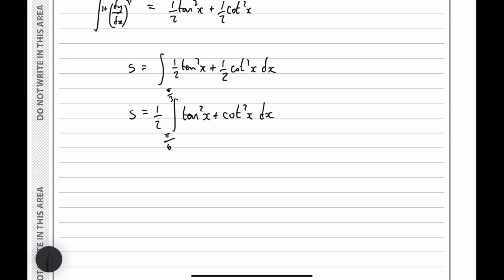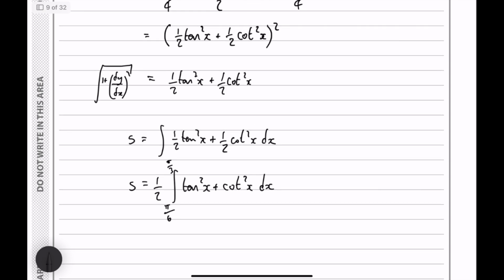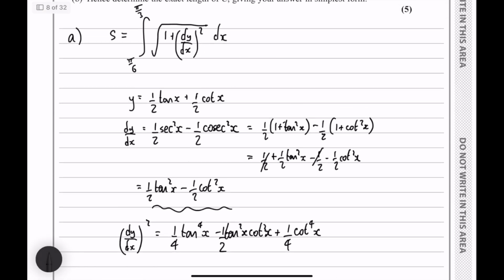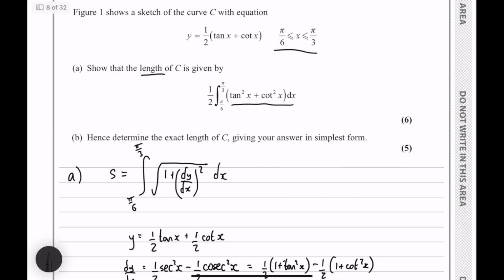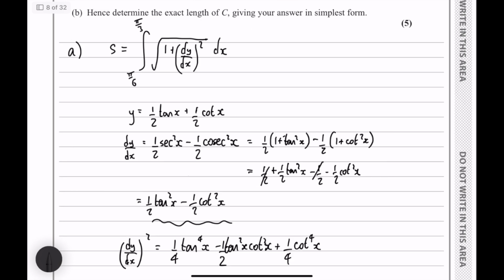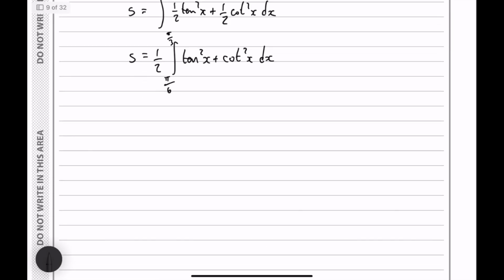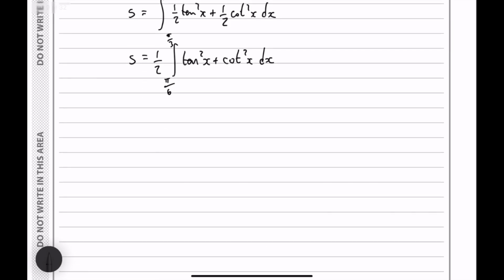There we go. Part A finished. Part B, by any chance do we have to now evaluate it? Hence, determine the exact length of C, giving your answer in simplest form. Yes, so now we've done all of that. Let's go ahead and integrate.